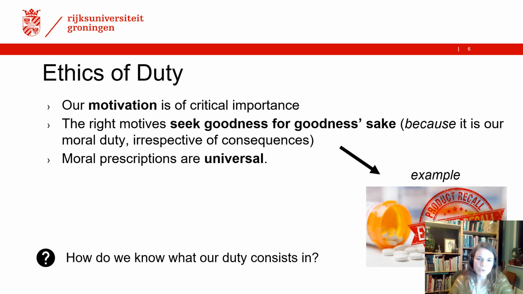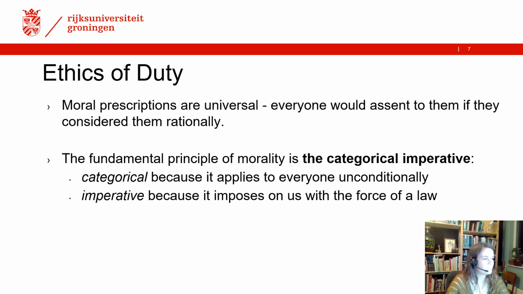Well, we now know that motivation is important. We know that the right motive seeks goodness for goodness' sake. And we also know that moral prescriptions are universal. But there's one key thing that we don't really know yet, and that is, how do we know what we need to do? How do we know which motive seeks goodness for goodness' sake? So for Kant, the right motive is the motive that follows a certain rational moral principle. And that is something that we're going to look into in a bit.